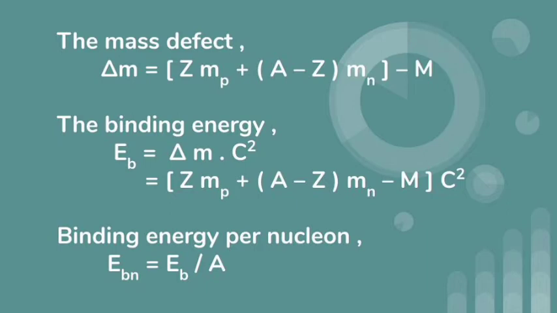The binding energy is related to the mass defect by Einstein's mass energy equivalence. Binding energy EB is equal to delta m into c square, where, as you know, c is the velocity of light in vacuum and delta m is the mass defect. Therefore, EB is equal to (Z times mp plus (A minus Z) times mn minus m) whole into c square. The binding energy is the indicator of stability of the nucleus. It is the measure of strong bond between the nucleons which holds them together.